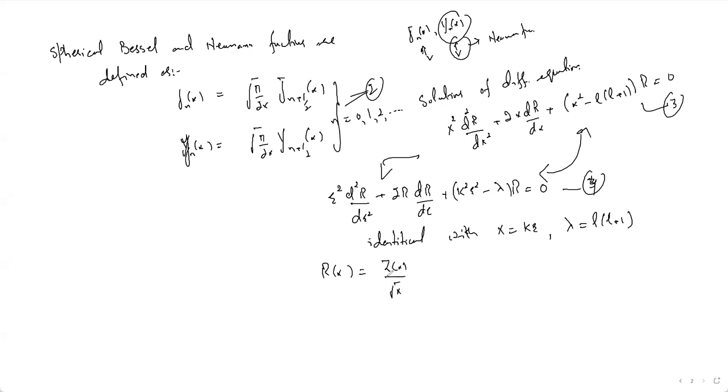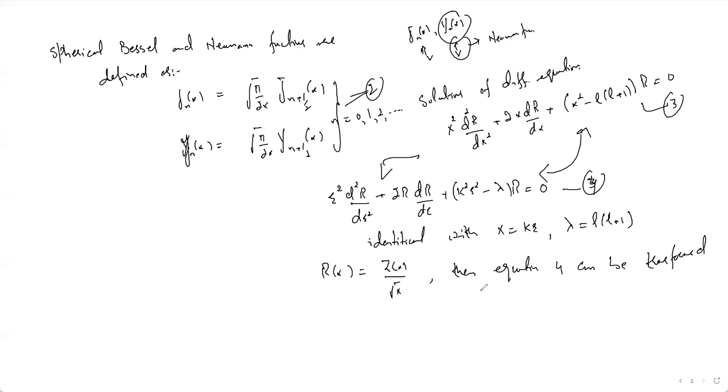अभी जो इंट्रोडक्टरी पार्ट में आपसे बोल रहा था, so if I substitute R(x) = Z(x) by under root of x in this particular equation, then this equation can be transformed into a Bessel differential equation of order L plus 1 by 2.